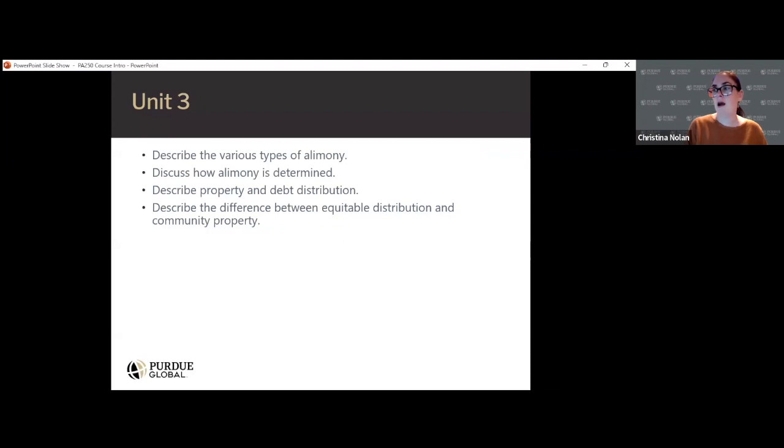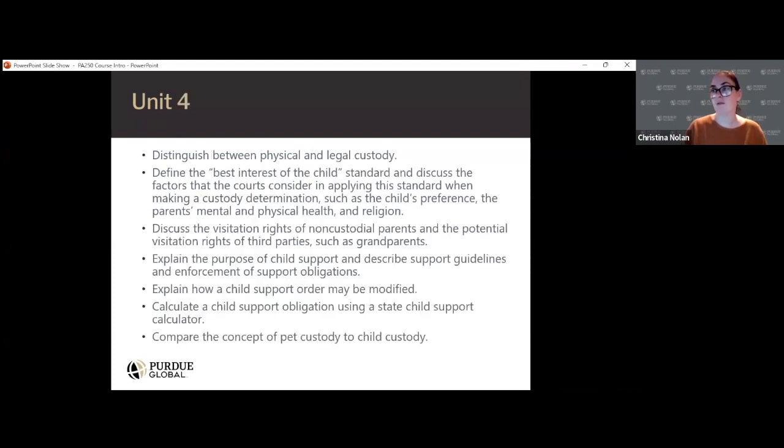Unit 3, we start to look at money, alimony, how alimony is determined, property and debt distribution, and then the difference between equitable distribution and community property. How do we divide property or assets that the married couple has amassed during the marriage, or maybe something they've had before the marriage? How is that treated? We'll look at all sorts of things related to the money issues when a couple separates or divorces.